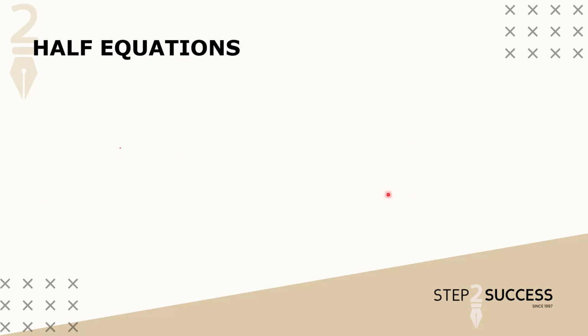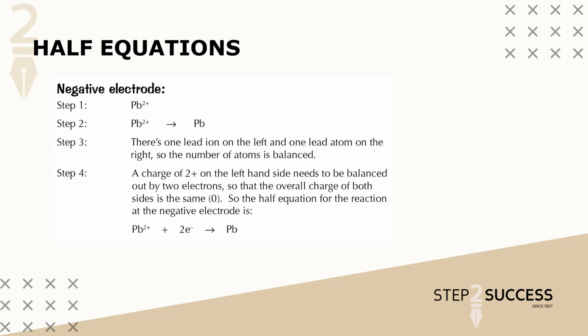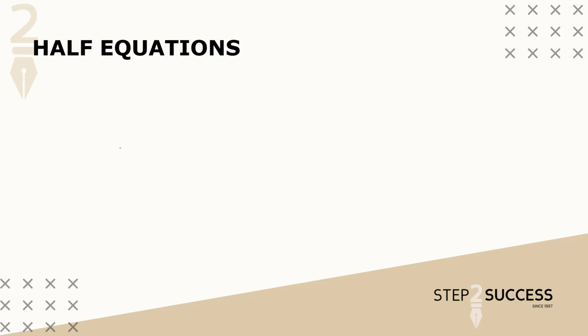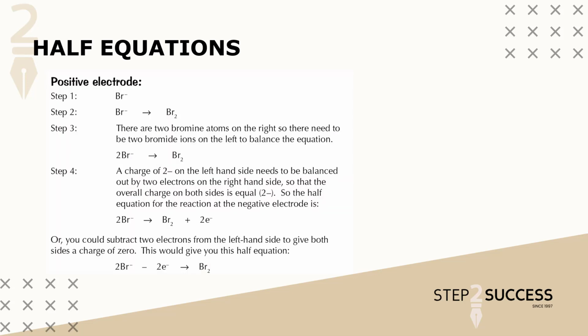So if you want the textbook summary of the half equations, then you can have it here. It explains the steps that you'd go through to get from Pb2+ to Pb. It explains it in a little bit of detail. I thought I'd put it into the slides, but I think my verbal explanation should be better. And similarly, at the positive electrode, you can see what goes on there to go from a negative bromine ion back to bromine.